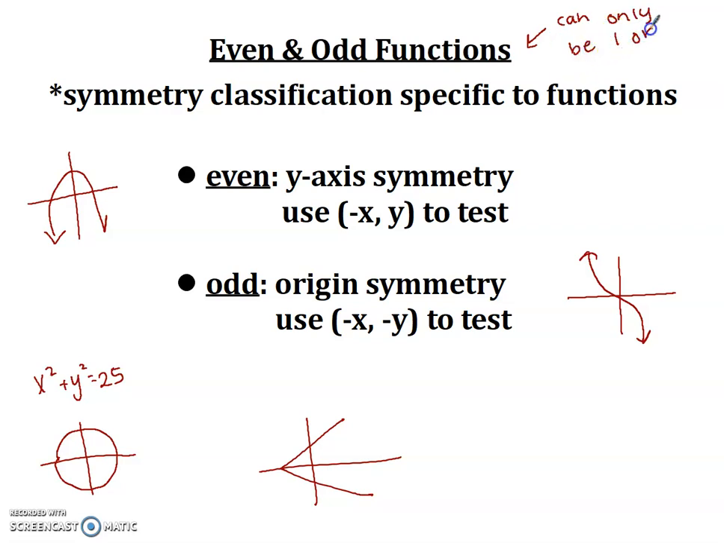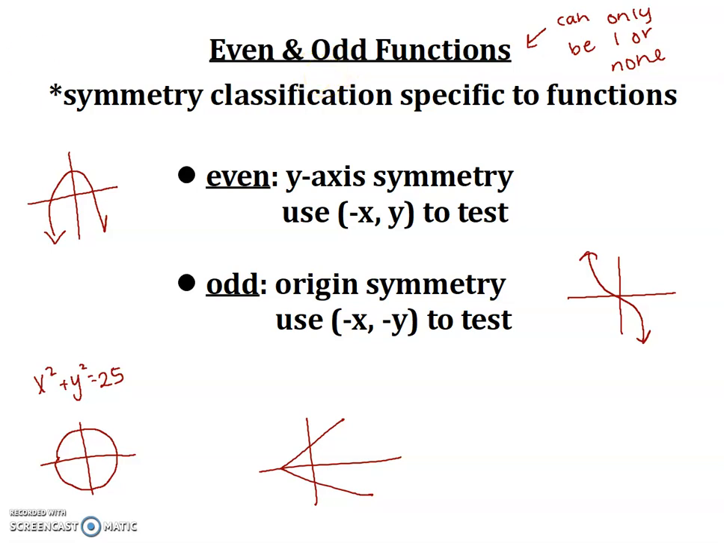Okay, so for even and odd, it can only be one or none of them. It's not possible for it to be even and odd, because if something had y-axis symmetry, so if I have this part, then I have this part, and origin symmetry, so this part would flip over here, this part would flip over here, that would also make it have x-axis symmetry, meaning it's not a function. And even and odd is only for functions.